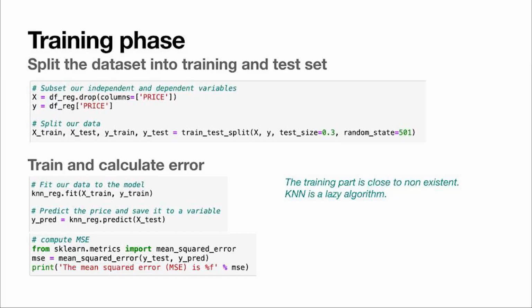And the test set is the part of the data set which is untouched. You don't use it for training. You only use it for testing. That's why it is called the test set.